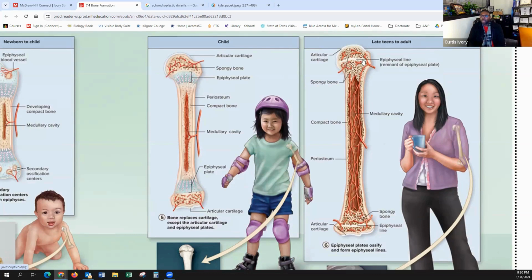So we look here in the adults, we don't see any more chondrocytes or any more cartilage. It is now all bone. And we also see that the medullary cavity is more vascularized or has a lot more blood vessels on the inside of that bone. So that is the difference between children and adults. Children still have chondrocytes or cartilage, versus adults, we do not.